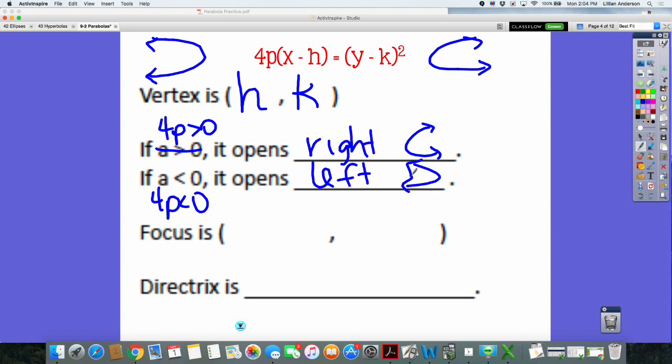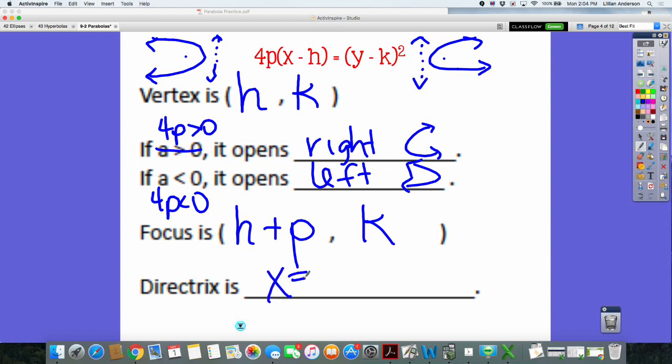The focus is still going to be located where? On the inside of the parabola. So to find it, we're going to take our h-coordinate, the x-coordinate of our vertex, and add p to it. The y doesn't change, so it's almost like the opposite of the other one. The directrix is now going to be a vertical line. Vertical lines start with x equals, and it's going to be h minus p.